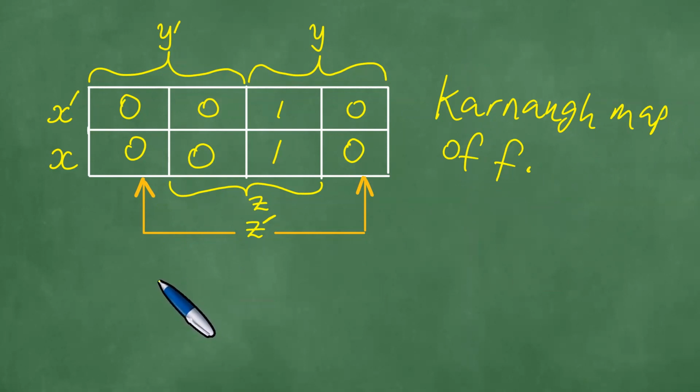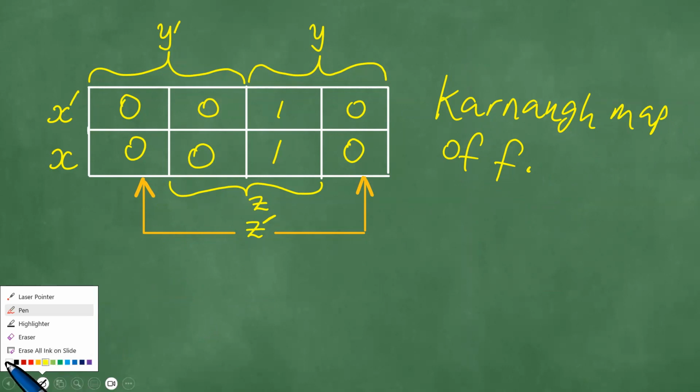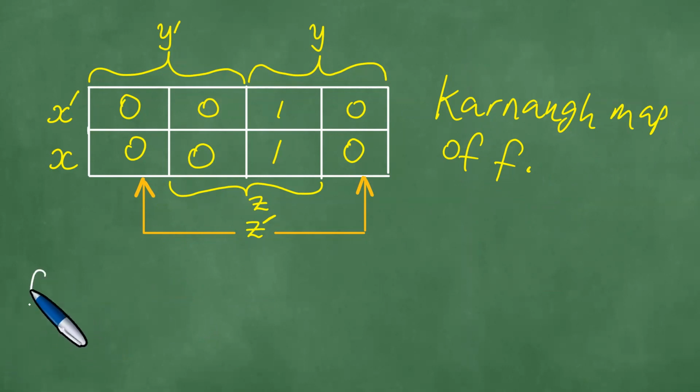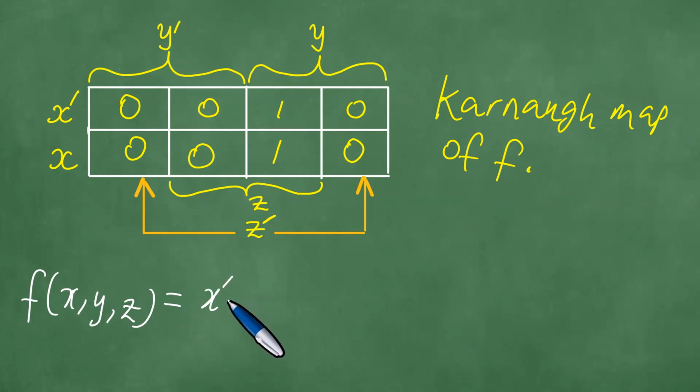So what is the simplified expression of the function here? The simplified expression becomes f of x, y, z, which is exactly the same as x primed and y and z.